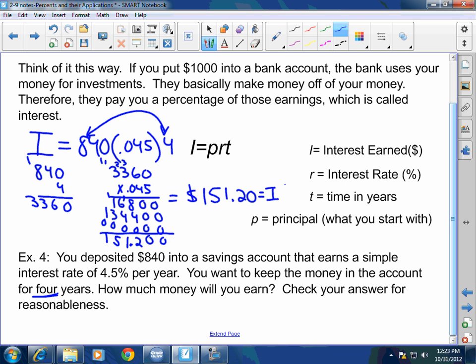That equals I. That is the amount of money that you were paid to invest $840 in this account. In real life, unfortunately, nowadays they're paying 0.01%. It's very low because we have a very weak economy right now, so the banks are not paying us a lot of interest. It's very sad. So if you do the math there, for every $1,000 you make $1.